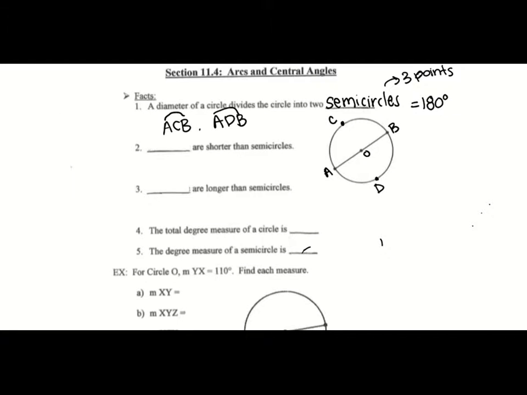Our second fact is that minor arcs are shorter than semicircles. So that means that they are less than 180 degrees. So if we were looking for a minor arc on this circle, minor arcs you're going to use 2 letters to name.